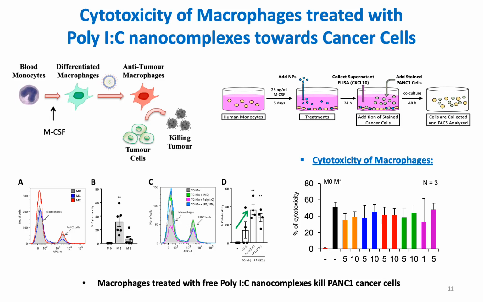Here we quantify the cytotoxicity of the macrophages towards the cancer cells, and we observe a similar ability of macrophages treated with free poly-IC and macrophages treated with the nanocomplexes to kill cancer cells, which is very important. That is very similar to the prototypical M1-like macrophages, versus the non-treated macrophages, which are not able to kill the cancer cells.